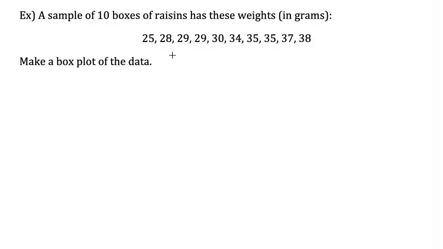Right here we have data about the weight of the raisins in 10 boxes of raisins. Let's make a box plot with this data. So we need to find the 5-number summary. We'll start by finding the median. Now there are 10 numbers here, so there will be 2 middle numbers.